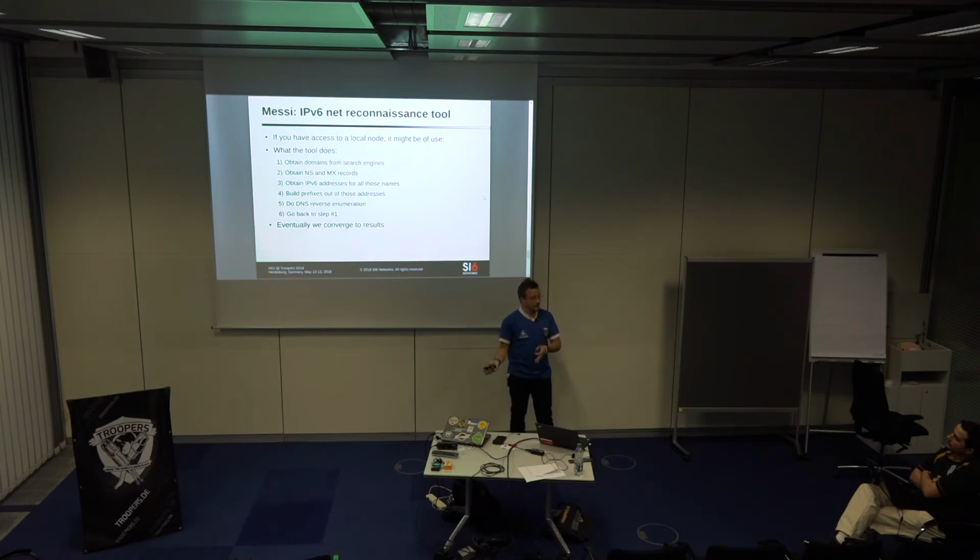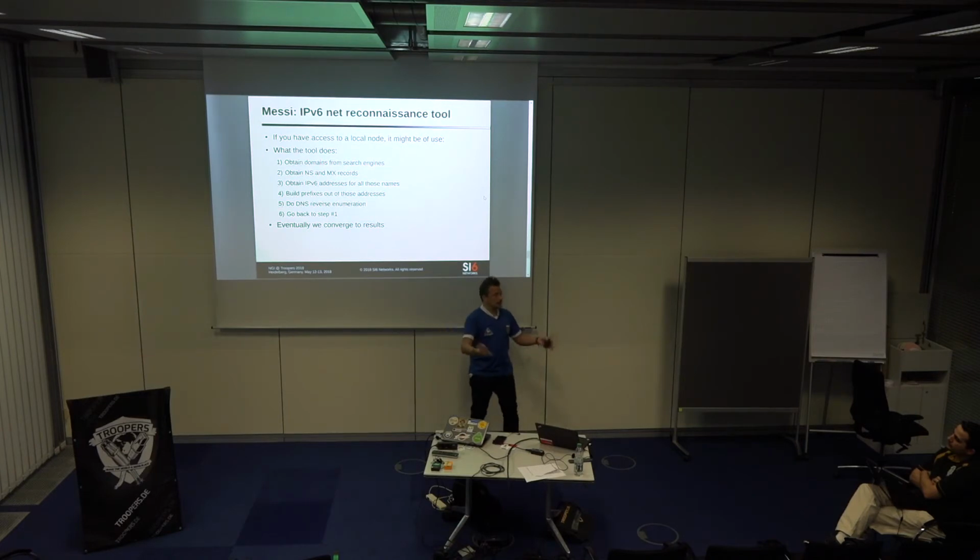Now, if we have prefixes, we can do DNS reverse enumeration. So this is the step where we go here. For each of those prefixes, we do DNS reverse enumeration. And obviously, what you would expect is that you're going to get a bunch of addresses, and you're going to get a bunch of domain names, okay? Now, at this point, you go back to step 1.